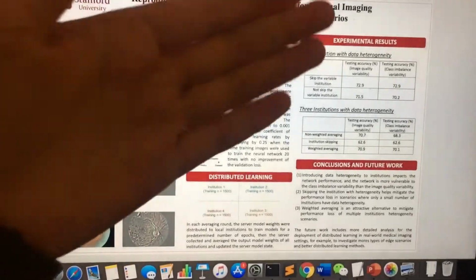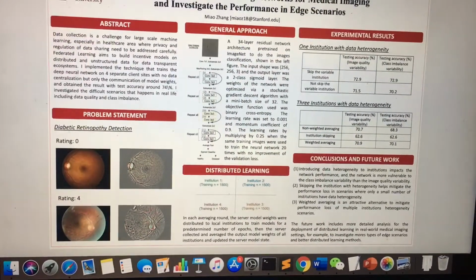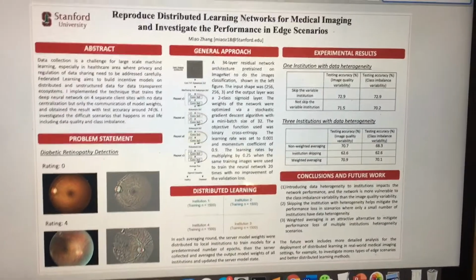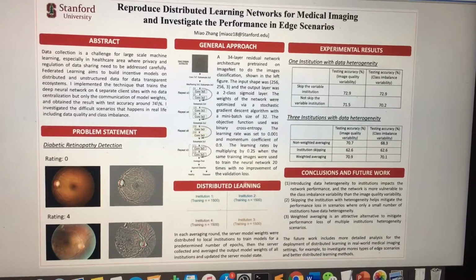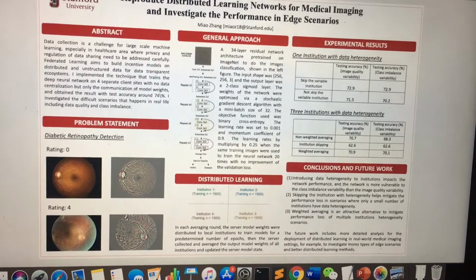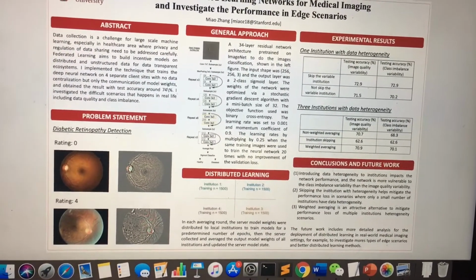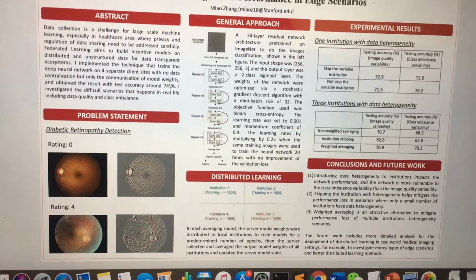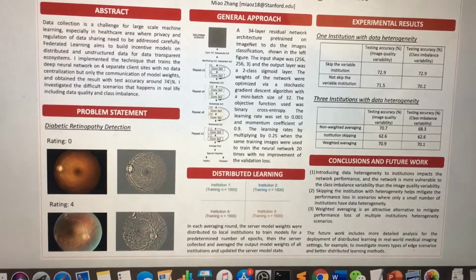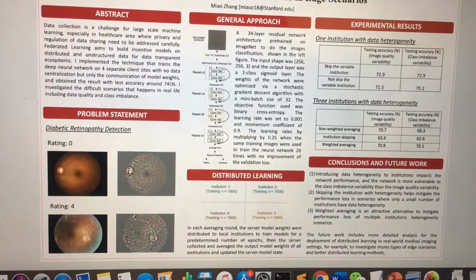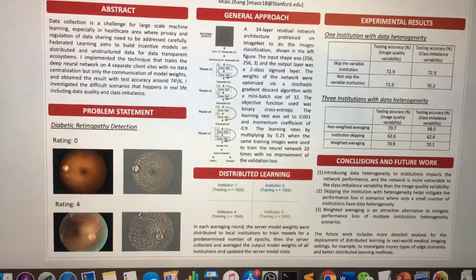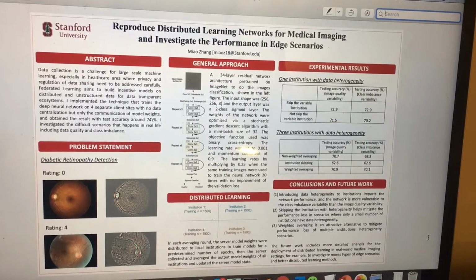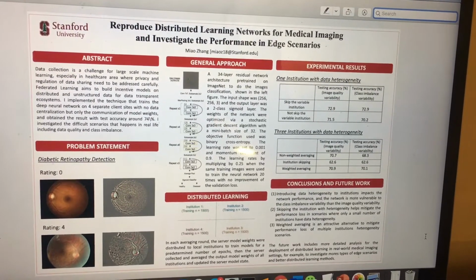So here are the results. I used two approaches to solve this problem. The first one is to skip the variable institution. The second one is to add a weighted averaging during the distributed learning. All of them can mitigate the loss from the variability, but the weighted averaging is more effective and reasonable than the skipping approach. So in future work, I may further study the details of the weighted averaging approach.